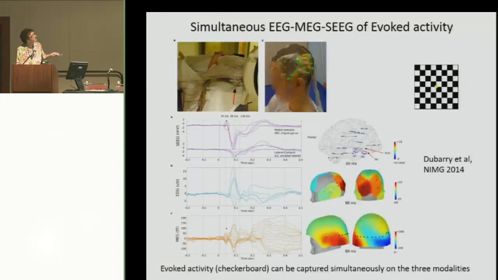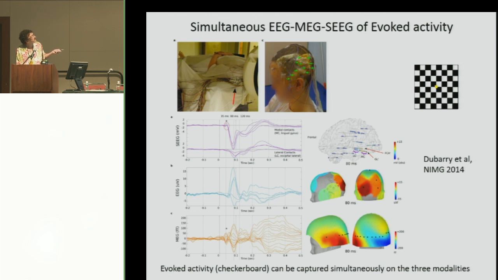This is a study we did in our lab. This is the work of Anne-Sophie Dubarry. We wanted to go beyond EEG and SEEG on one hand, or MEG and SEEG, and we wanted to record the three modalities simultaneously. To our knowledge, it is the first attempt to do that.